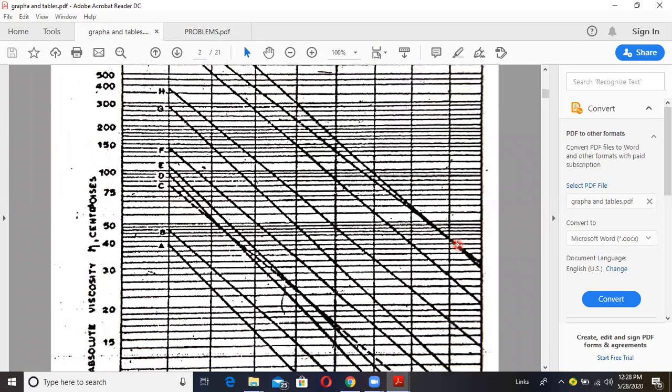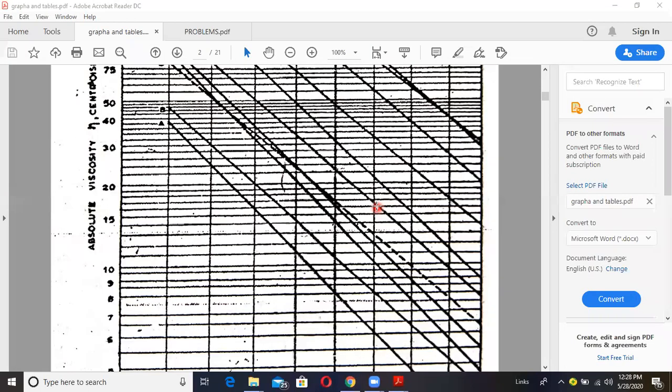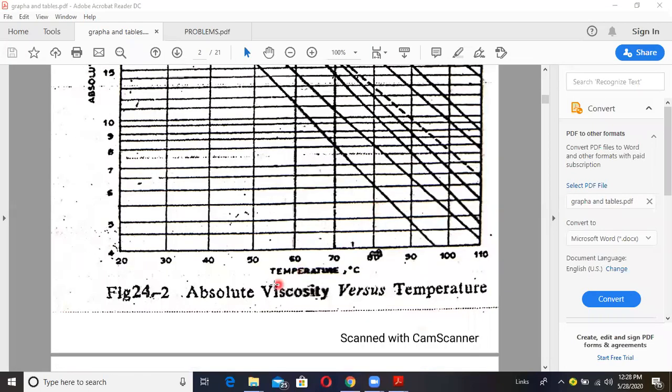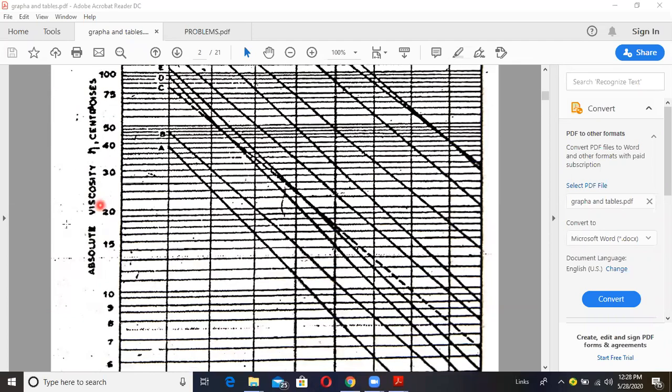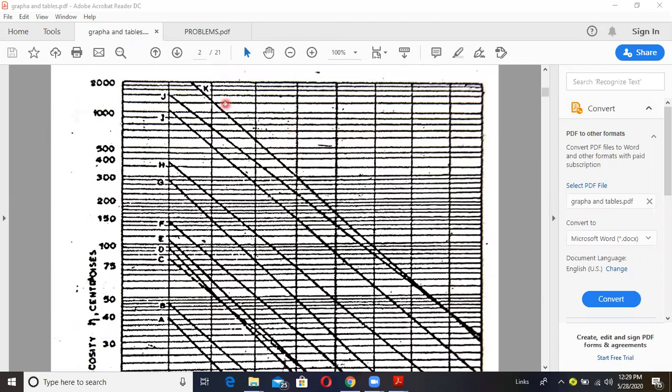See, this is the figure, figure 24.2. In this figure, on the x-axis we have temperature, that is the operating temperature. On the y-axis we have absolute viscosity eta in centipoise. Remember, it is in centipoise, not in Pa·s. And you have a number of inclined lines, A, B, C, D up to K.